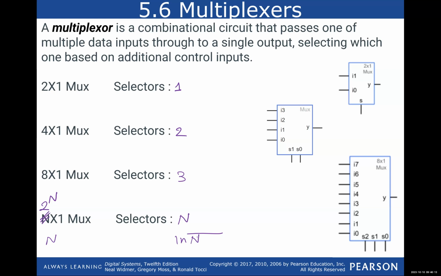Clear? So if I'm giving you a multiplexer, it's always going to be 2 by 1, 4 by 1, 8 by 1, 16 by 1, okay? The output is always only one output. Remember, the vending machine can only give you one output at a time. Is that clear? Questions?